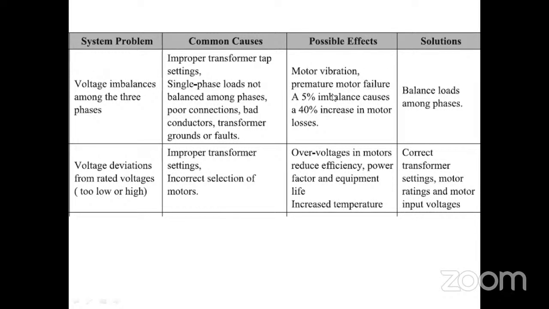This will result in motor vibrations. A 5% imbalance will cause a 40% increase in motor losses. So the solution is to balance the loads.